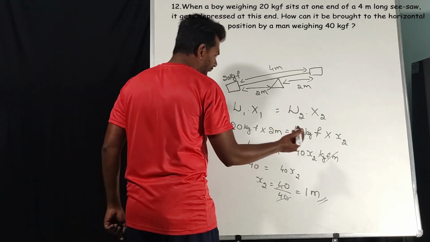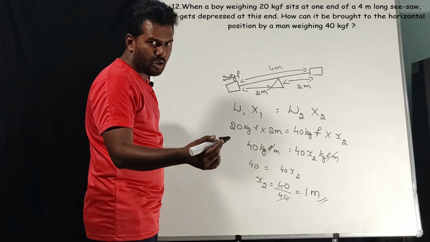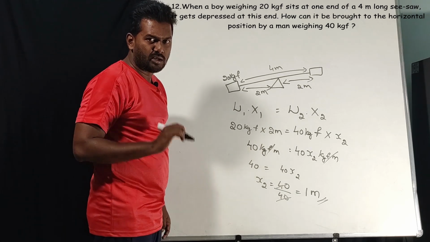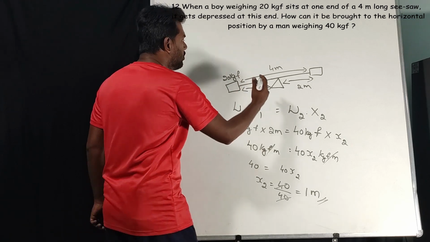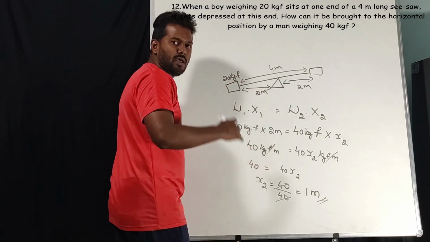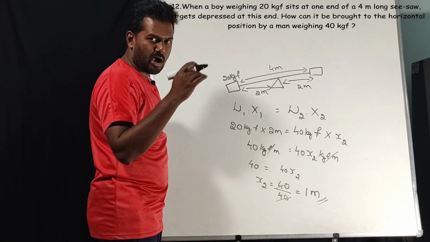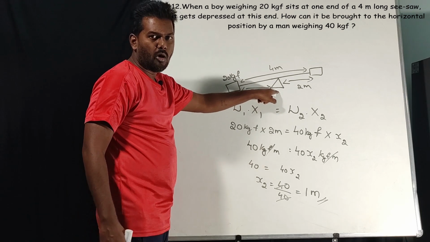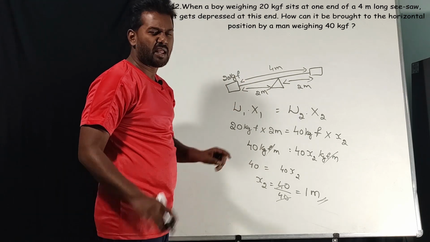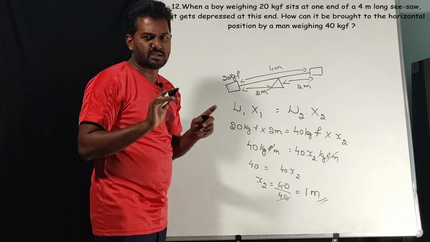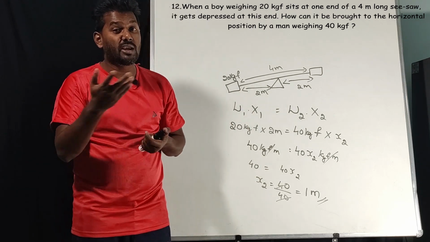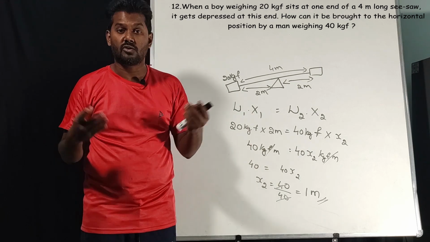Now we have to make the man sit. How can you write the conclusion? We have to make the man sit 1 meter towards the right side of the seesaw, or from the pivoted point 1 meter towards the right side. Any way you can write it, but it should make sense. That's it. See, if you learn the topic, how easy it is to solve these kinds of questions for 4 marks.